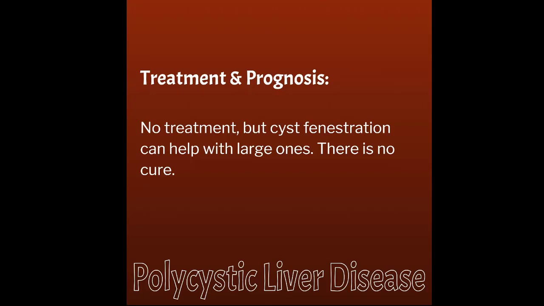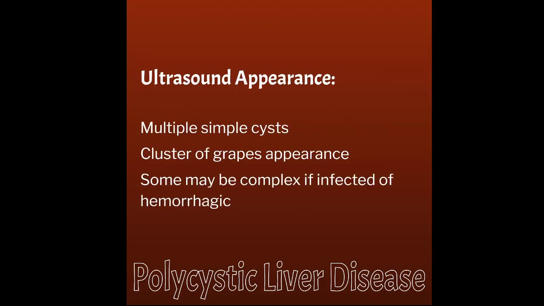And they're not going to do that for every single cyst, because that would be a possible cause for where an infection could come in or something like that. They're just going to do that for the really big symptomatic cysts. As far as ultrasound goes, we say that polycystic liver disease makes the liver look like it has a cluster of grapes to it. So there's going to be lots of multiple simple cysts, that cluster of grape appearance, and what we might see is that some of them may look complex or might look hemorrhagic.